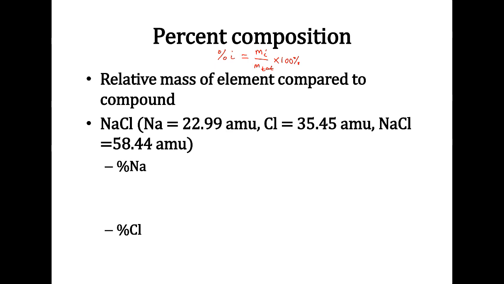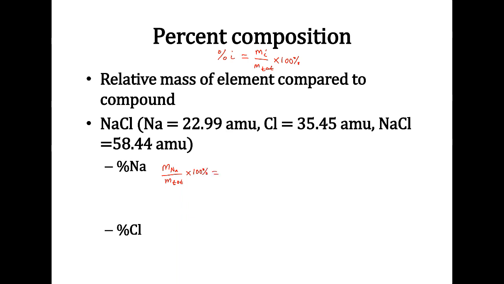So we're looking at the relative mass of an element compared to the entire compound. Let's go ahead and look at sodium chloride, for example. Sodium has a mass of 22.99 AMU. Chloride has a mass of 35.45 AMU, and the compound has a total mass of 58.44 AMU. So if we're looking at the mass of sodium, what we'd have to do is take the mass of sodium for the percent composition over the total mass, which we'll write as m tot, times 100%.